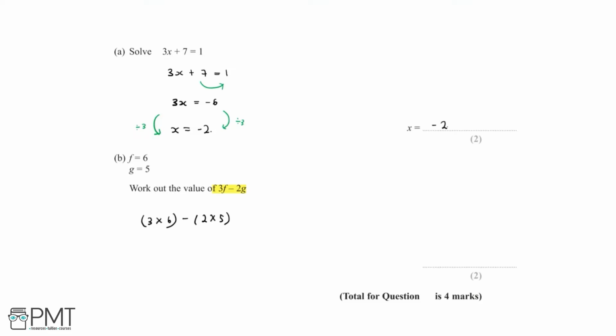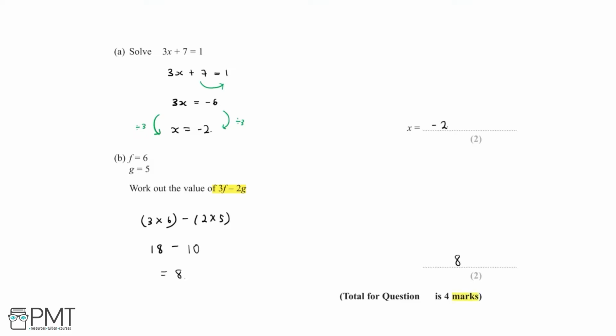Now we can simplify this. 3 times 6 is equal to 18. And 2 times 5 is equal to 10. And so we're left with 18 take away 10, which will give us an answer of 8. And so we found that 3f minus 2g is equal to 8.